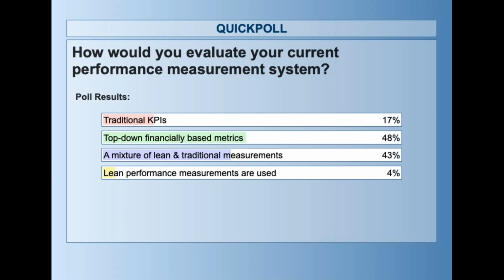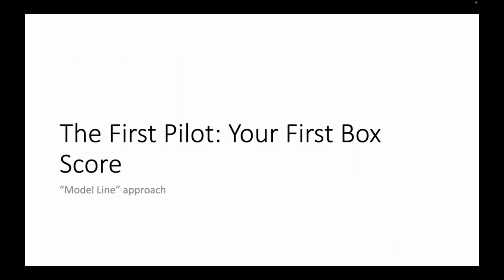Not overwhelming, the majority said top-down financially based metrics, a mixture of lean and traditional measurements, traditional KPIs, which sort of covers some other things, and then the lean performance measurements came in last. All right, so this leads into the first pilot. So this is building your first box score.